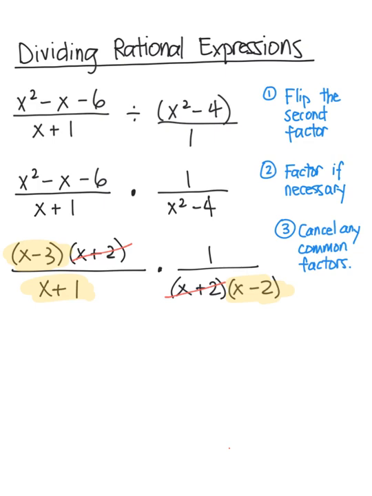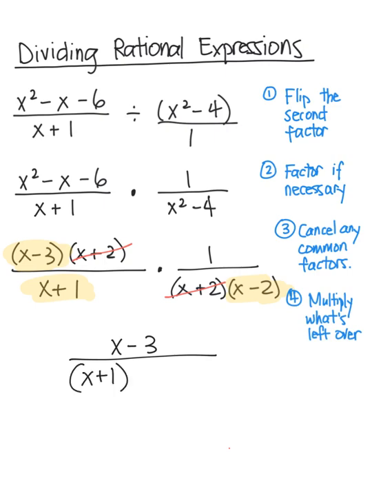So multiply the tops, and the top is just x minus 3. And then I multiply the bottoms, and that's just x plus 1 times x minus 2. I do not need to multiply these binomials because that is the simplest form. So now I am done with that problem.